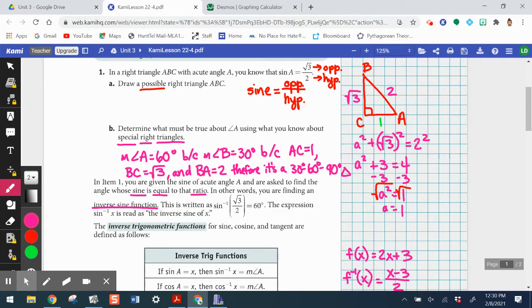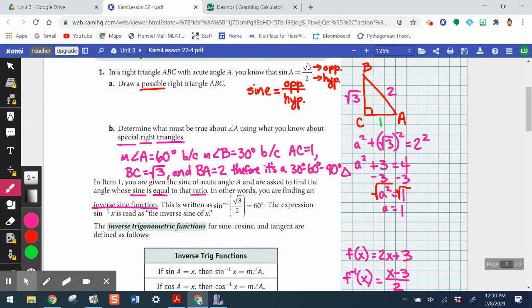A squared is still a squared. Square root of 3 squared, interestingly enough, is the square root of 3 times itself, which is just 3. Because if you think about it, square root of 3 times itself is the square root of 9, and the square root of 9 is 3. 2 squared is 4. Subtract 3 from both sides, and I find that a squared equals 1. Well, if you didn't know this, 1 squared is 1, so a is 1.